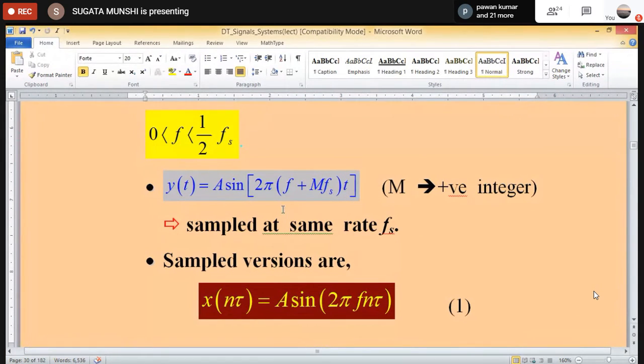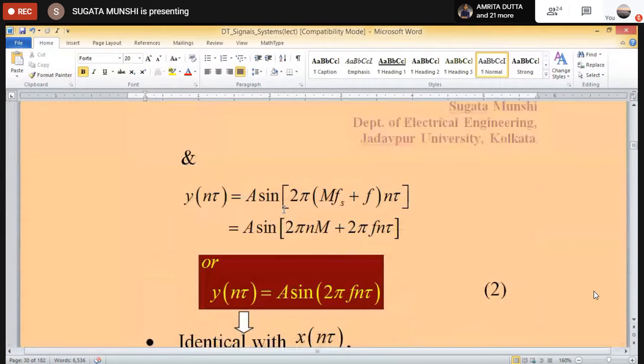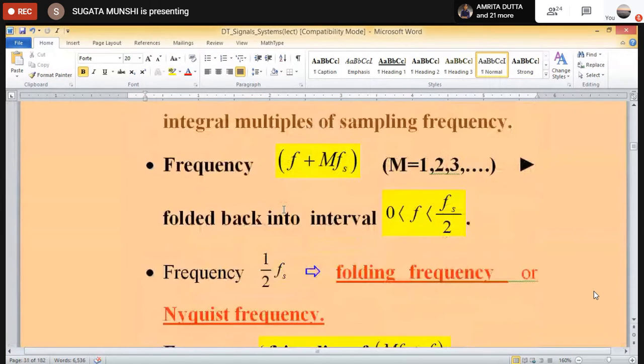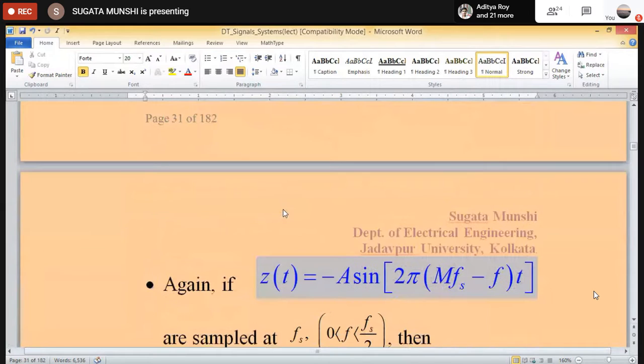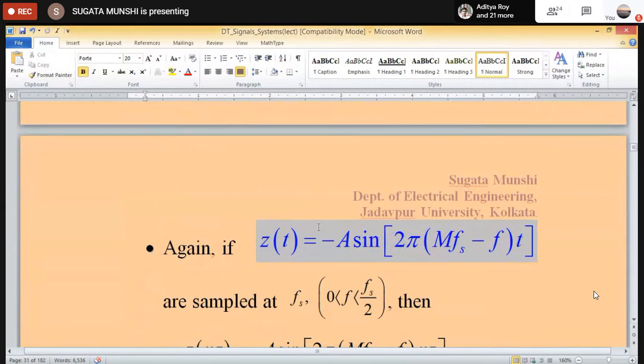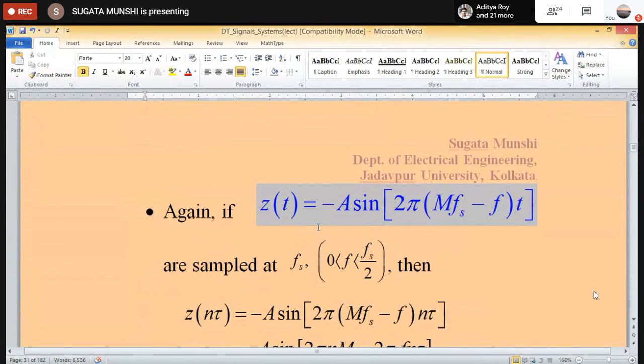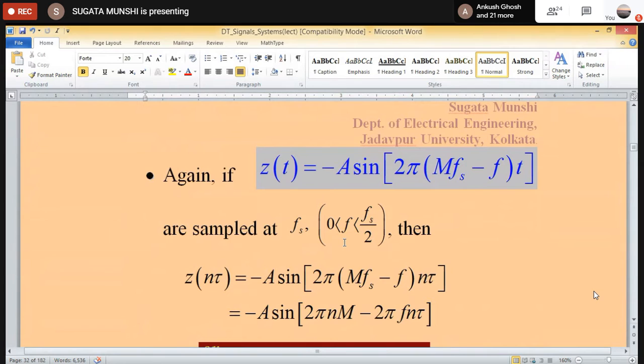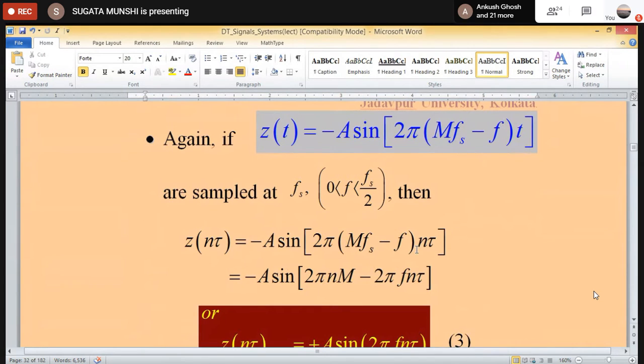That is the conclusion. Not only that, if you consider yet another group of sinusoids, z(t), which is represented as minus a sine twice pi m fs minus f t. Here m also can take on positive integer values. What will be the sampled version of z(t) if it is sampled at the same rate as before, fs greater than twice f? Simply in this expression, I have replaced t with n tau. So that is the result.